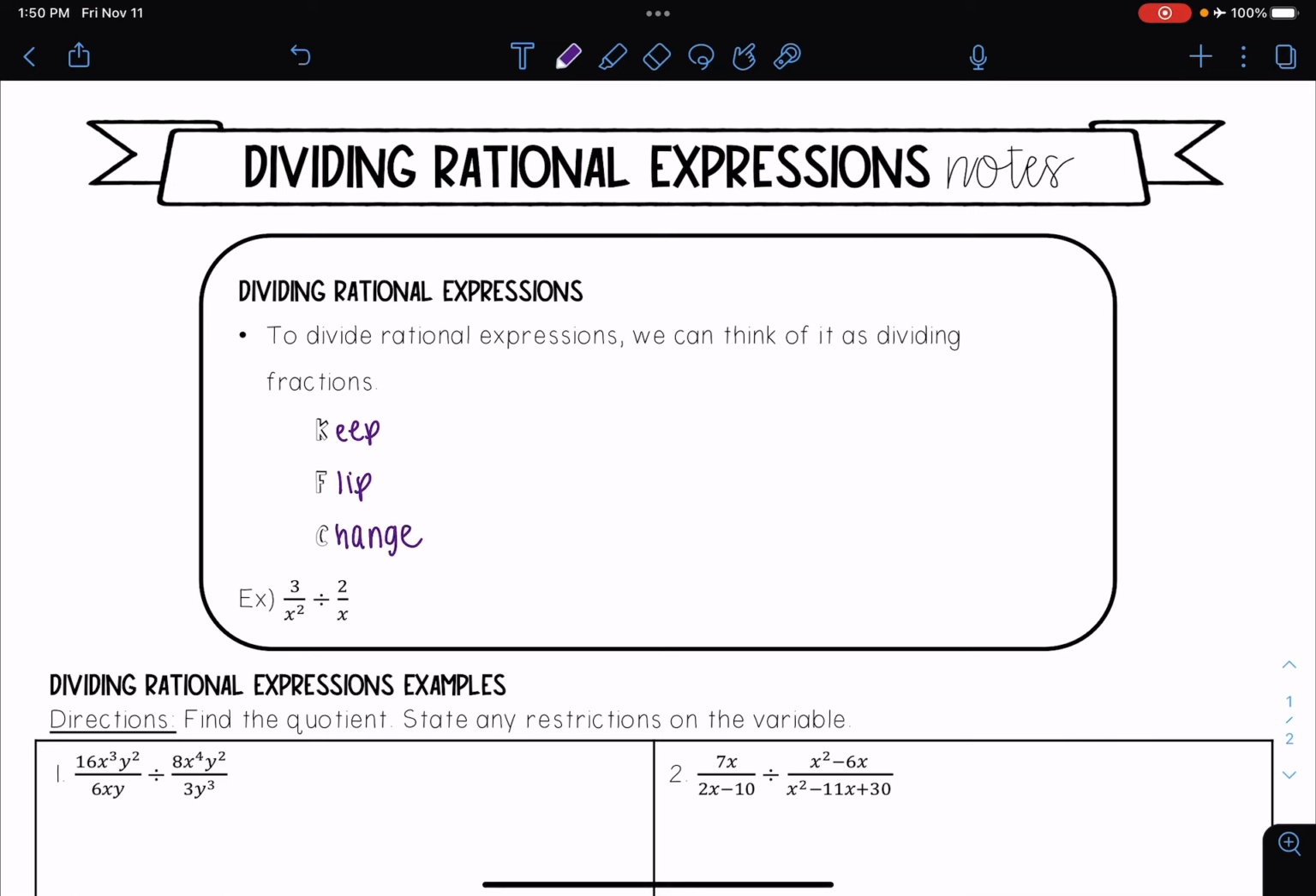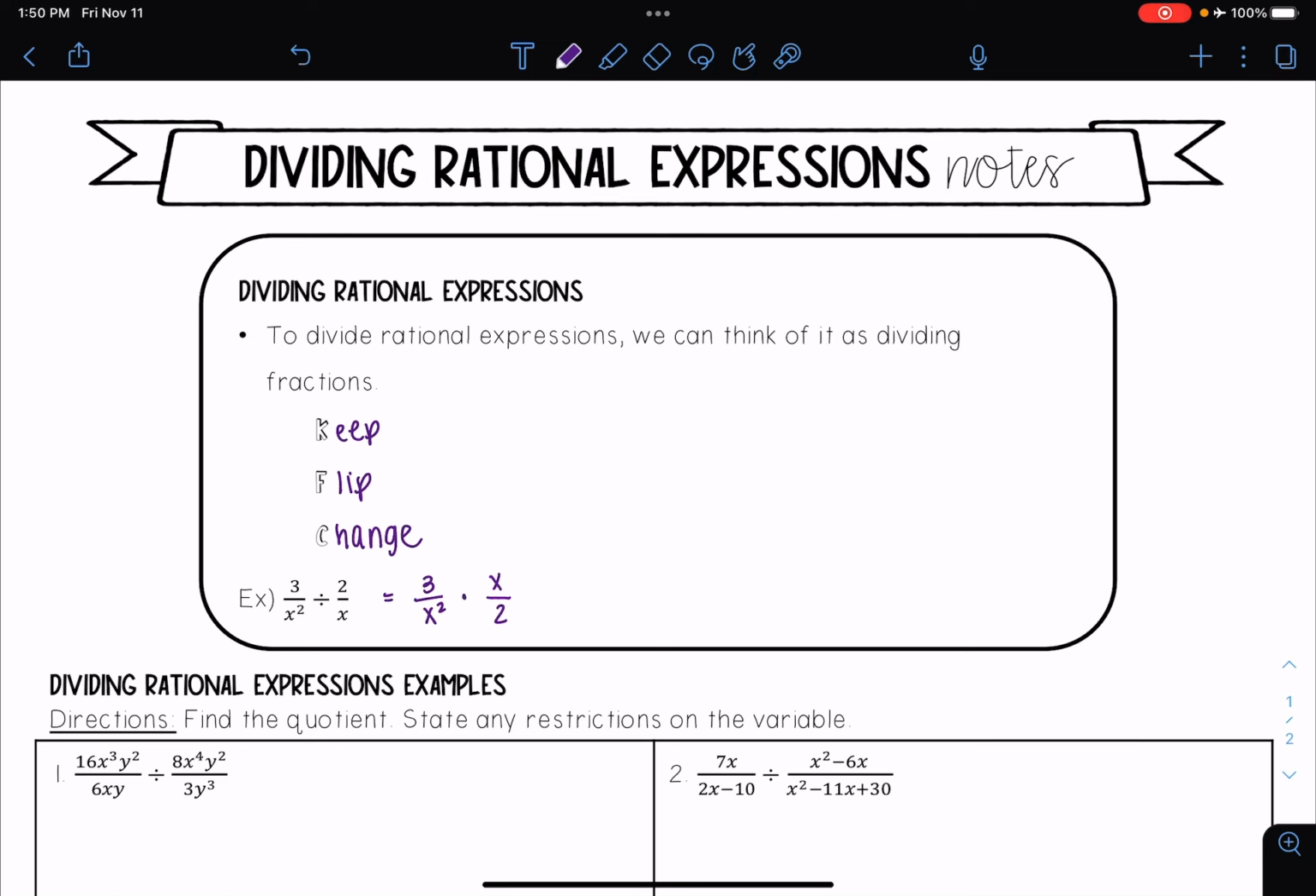So for example, if I had 3 over x squared divided by 2 over x, what this K means is I'm going to keep that first fraction. So I'm going to keep the 3 over x squared. I'm going to flip the second fraction. So instead of 2 over x, that's going to become x over 2. And then I'm going to change that division sign to be a multiplication sign.